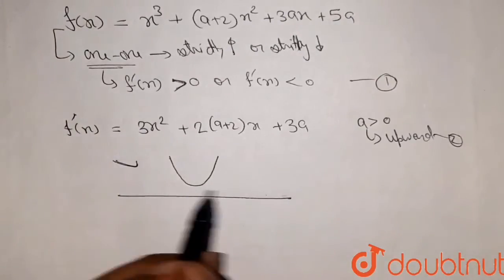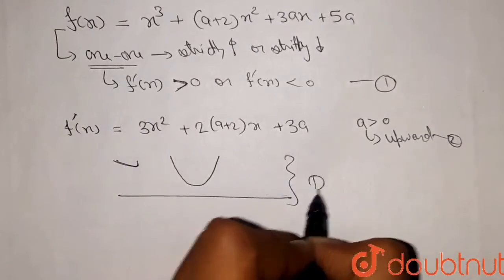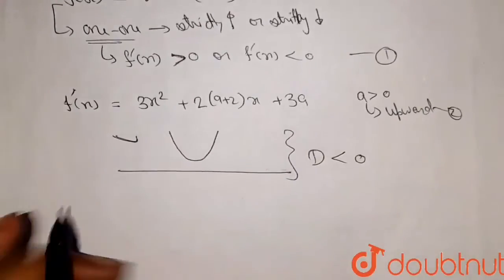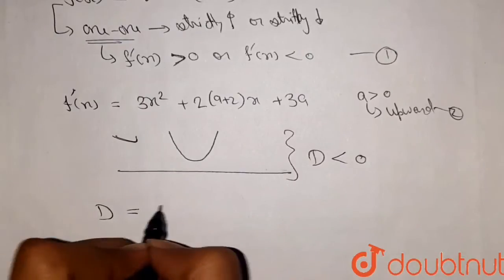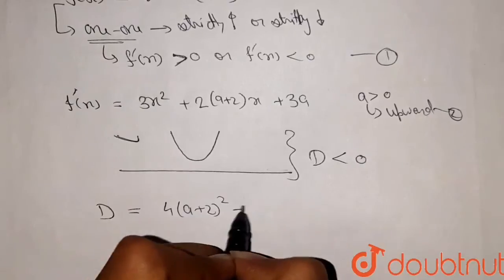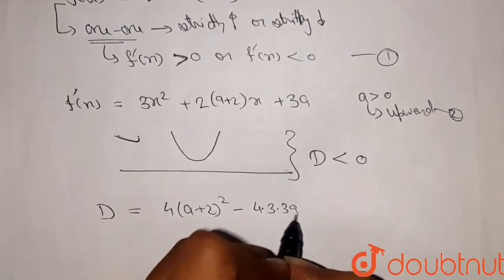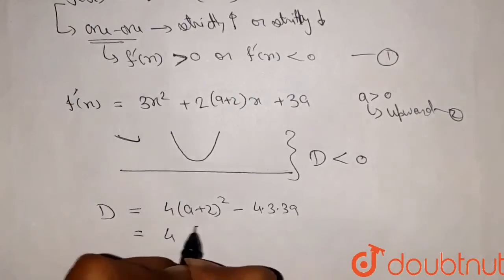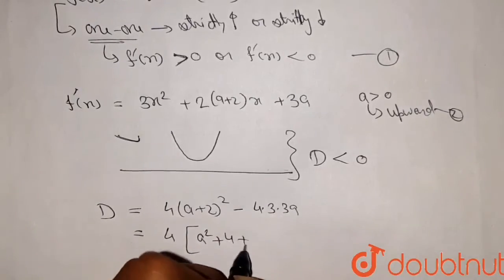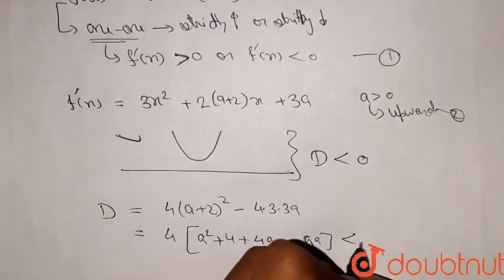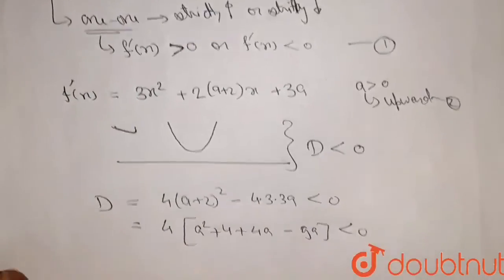From here we can see that for this kind of graph, the D of this quadratic equation must be less than 0, right? So let's find out D, that is equal to b square minus 4ac, right? So b square, that is 4 into a plus 2 whole square minus 4 into 3 into 3a, right? 4ac. So that is equal to, I'm taking 4 common from here, so that will be a square plus 4 plus 4a minus 9a, right? And this must be less than 0, right? D must be less than 0.